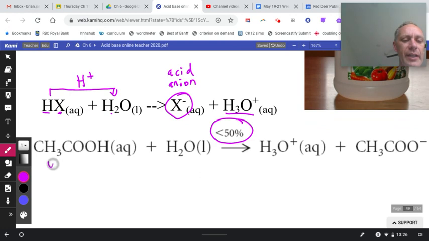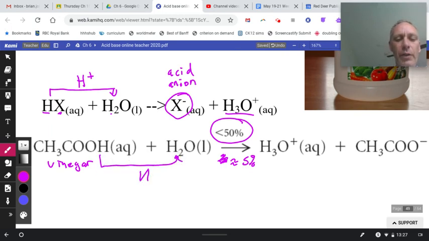This one is acetic acid, or what you commonly know as vinegar. Vinegar is considered a weak acid because it's less than 50%, and off the top of my head, I think it's approximately 5% acetic acid. So not a lot of it donates its protons to water to make hydronium.